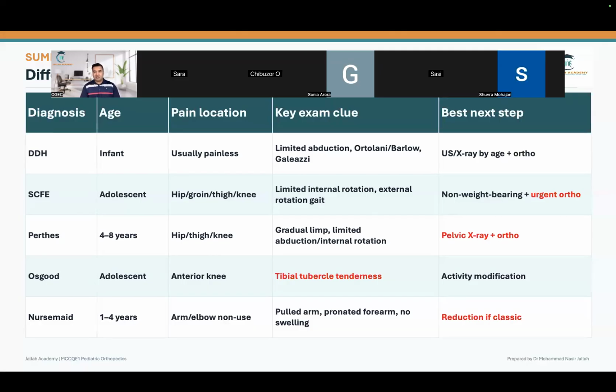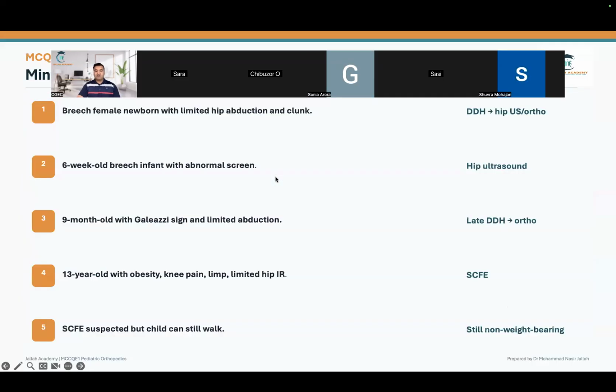Osgood: adolescent, again around 13 to 16 years old, anterior knee, tibial tubercle tenderness, activity modification. Nursemaid elbow is usually between 1 to 4 years, and the very commonly tested age is 2 years old. Arm, elbow, non-use, pulled arm, pronated forearm, no swelling, no tenderness, no bruising, no fracture: reduction if classic. If it is not classic, then you have to do the imaging, then do the reduction if it is required, and obviously based on the imaging, you have to decide.